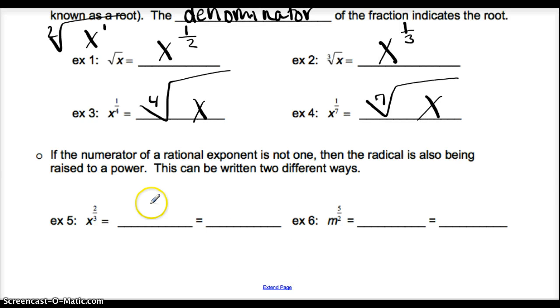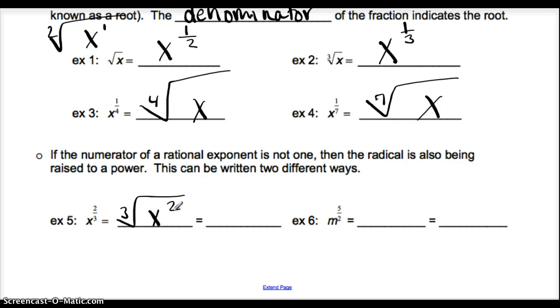What about these? If the numerator of a rational exponent is not 1, then the radical is also being raised to a power. This can be written 2 different ways, and I'll show you what that is. It would be index of 3. Then there'd be x squared inside. X to the second inside. Awesome. Equals what?